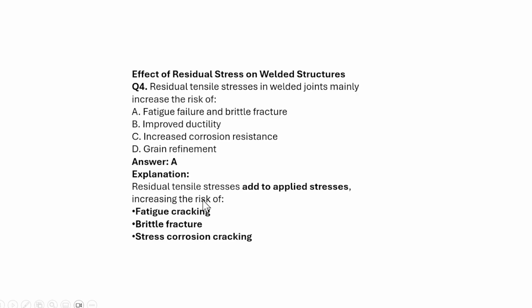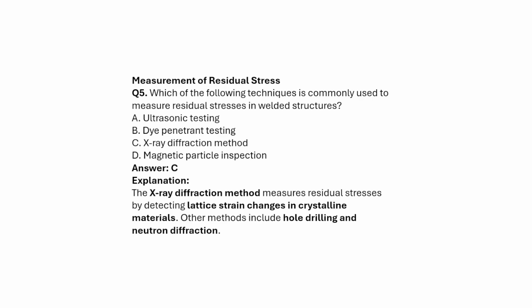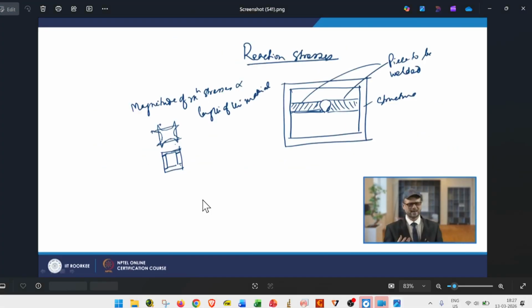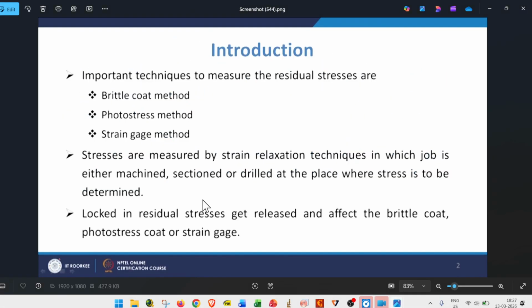Residual tensile stresses add to the applied stresses, so the total will increase compared to the already existing stresses. It will be increased further, so that will raise the risk of fatigue cracking, brittle fracture, and stress corrosion cracking. Which of the following techniques is commonly used to measure the residual stresses in weld structures? I think we have come to the measurement of residual stresses. So which kind of methods can we use?